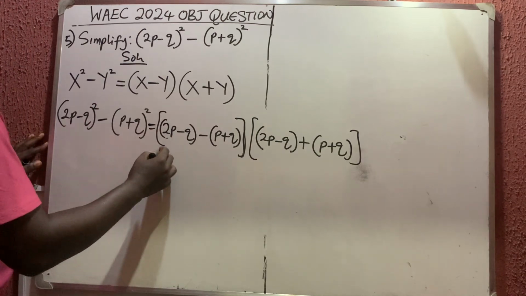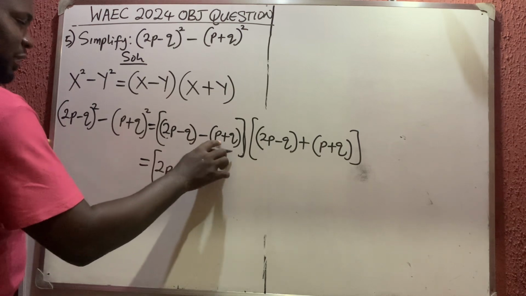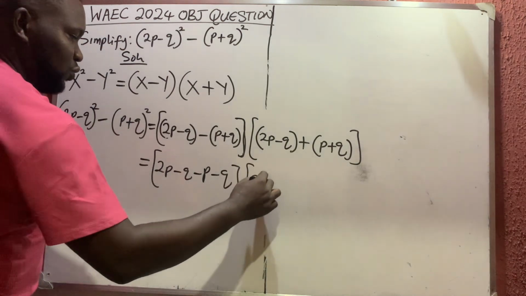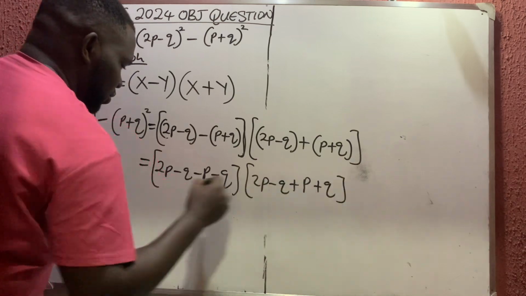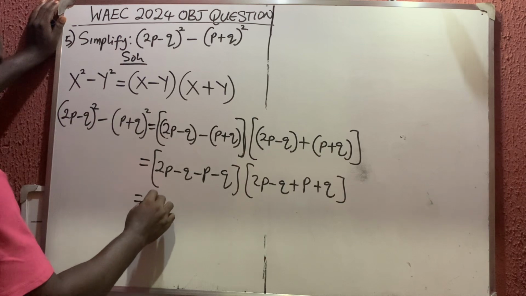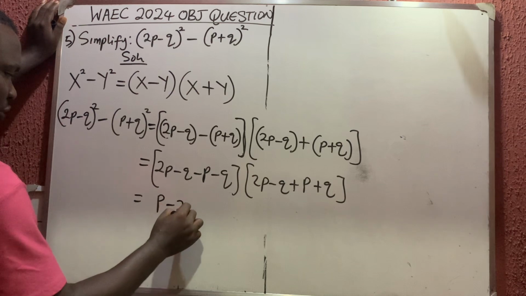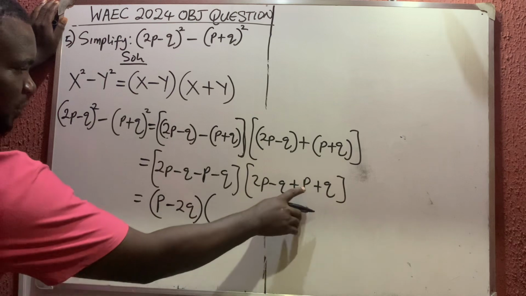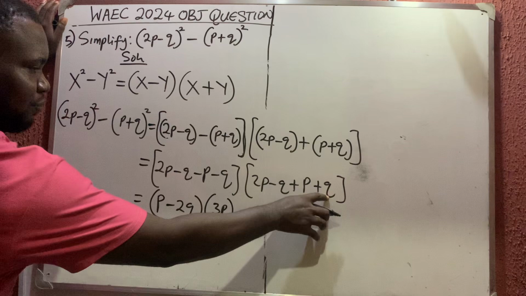So now let's open this bracket. I'm going to have 2p minus q, this time giving minus p minus q, multiplied by 2p minus q plus p plus q. Now, this minus this will give you p, while minus q minus q will give you minus 2q, being multiplied by 2p plus p, which gives you 3p. Then minus q plus q is gone.